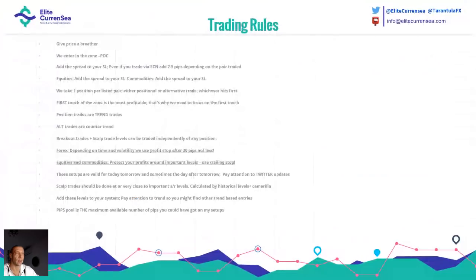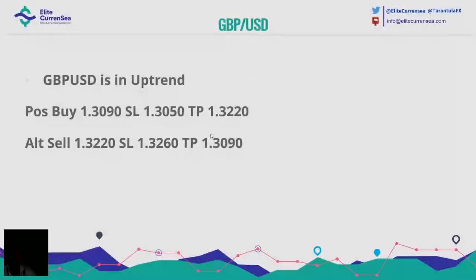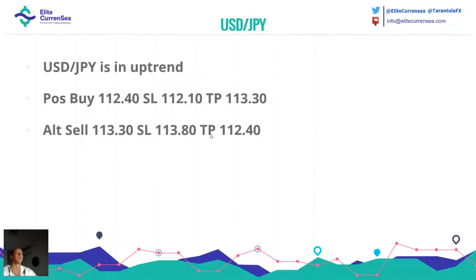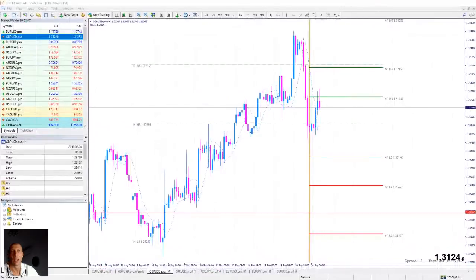Okay, and let me find it now. So buy around 112.40. You can join a buy trade now. Stop loss 112.10, TP 113.30, and there is where we could actually sell.